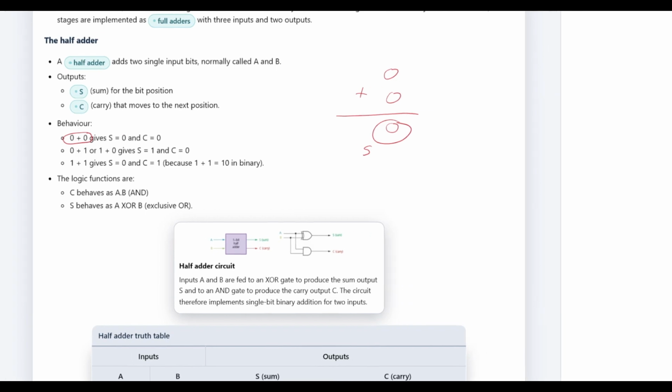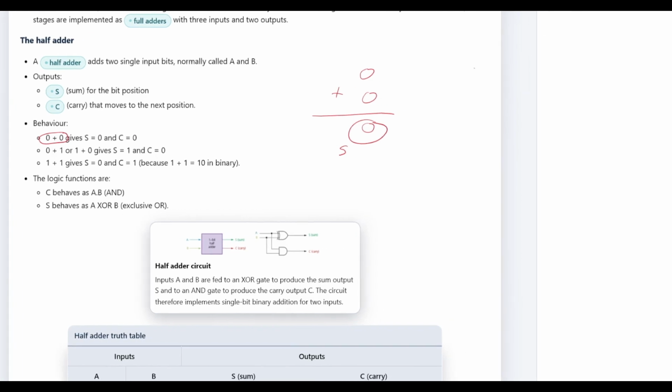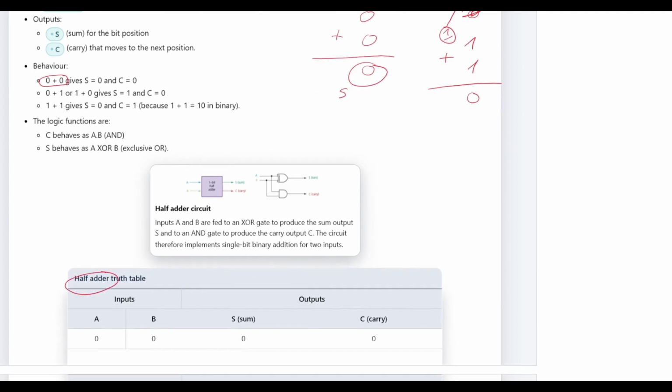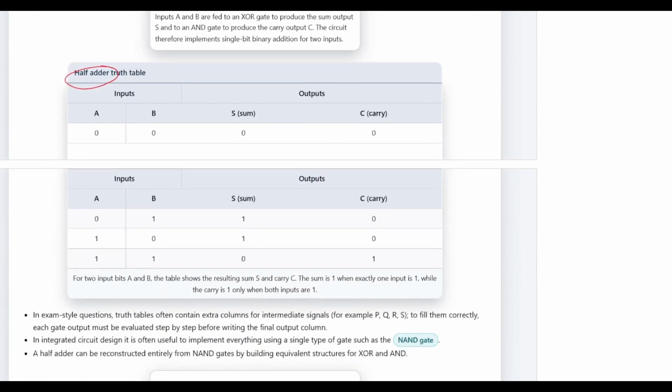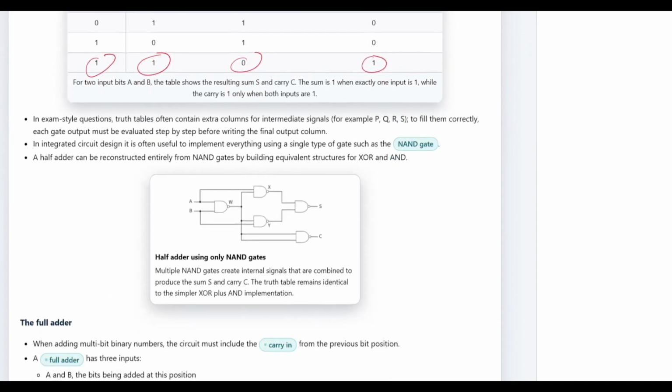However, if we make the sum of, for example, 1 plus 1, we will have 0 and a carry of 1. This carry will be saved in C. That's why in the half adder we will need S and C in the output. 0 plus 0 is 0, the carry is 0, and 1 plus 1 is 0, and we carry 1. This is when we want to add only bit plus bit.